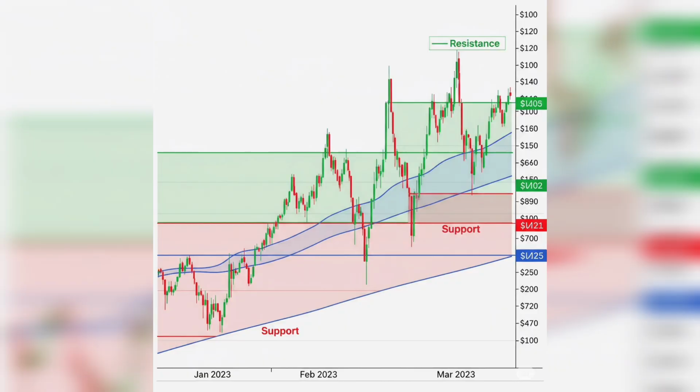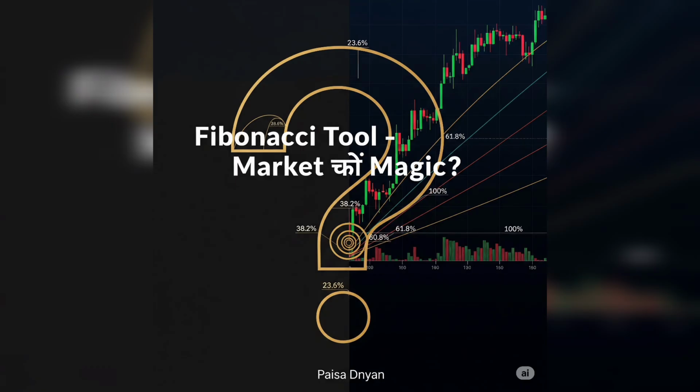Friends, in the stock market, the biggest question is, where to buy and where to sell? What if I told you there's a tool that shows you hidden support and resistance levels, automatically? Yes, today we are talking about the Fibonacci Retracement Tool, one of the most powerful tools used worldwide by traders.